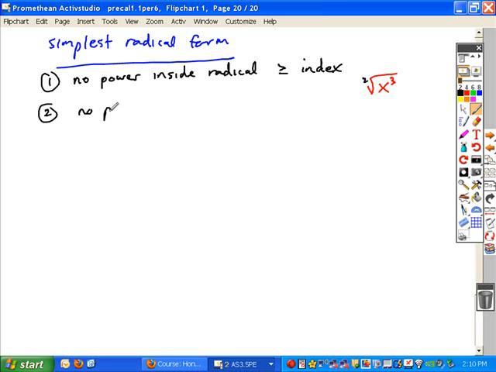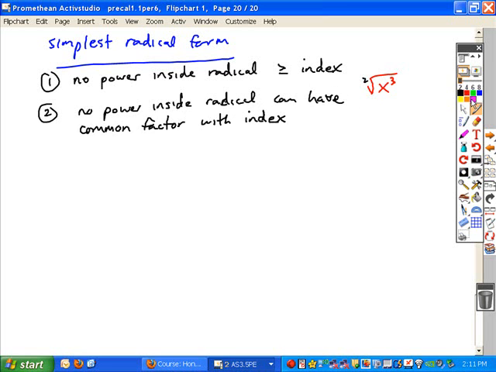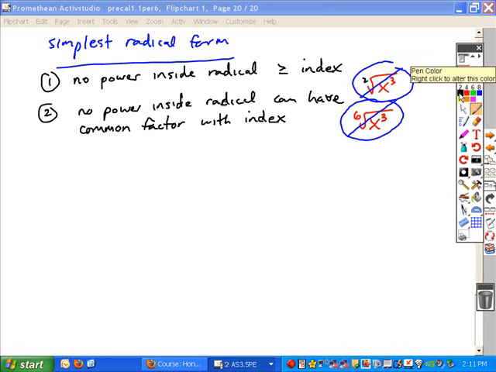Number 2, no power inside the radical can have a common factor with the index. So again, if we're looking at the 6th root of x cubed, the first condition's met, right? No power inside the radical is greater than or equal to the index. But this second condition is not. The power of 3 and the index of 6 have a common factor, so this would not be considered simplified. And just like this was not considered simplified, we'll go through and I'll show you examples of how to simplify these in just a second.